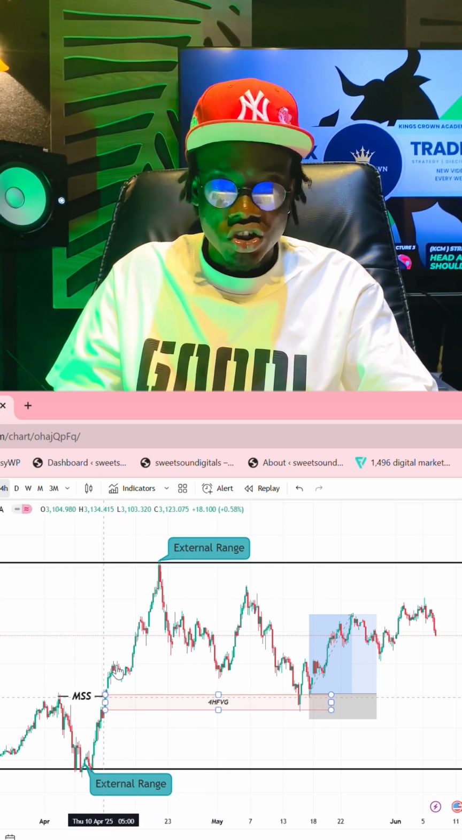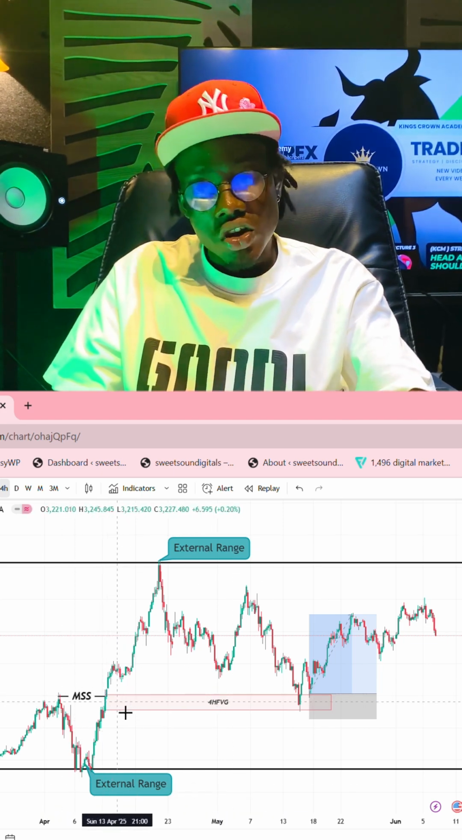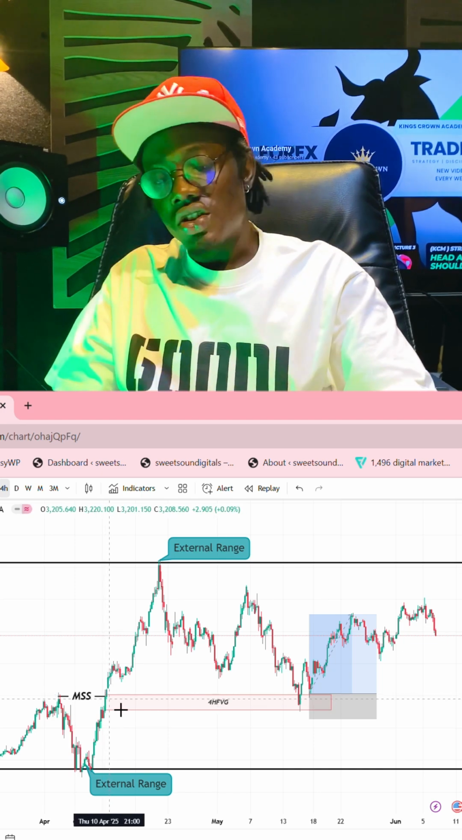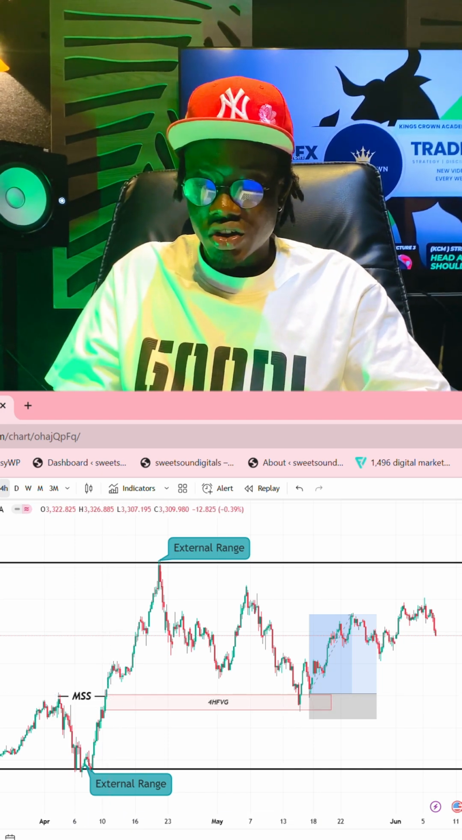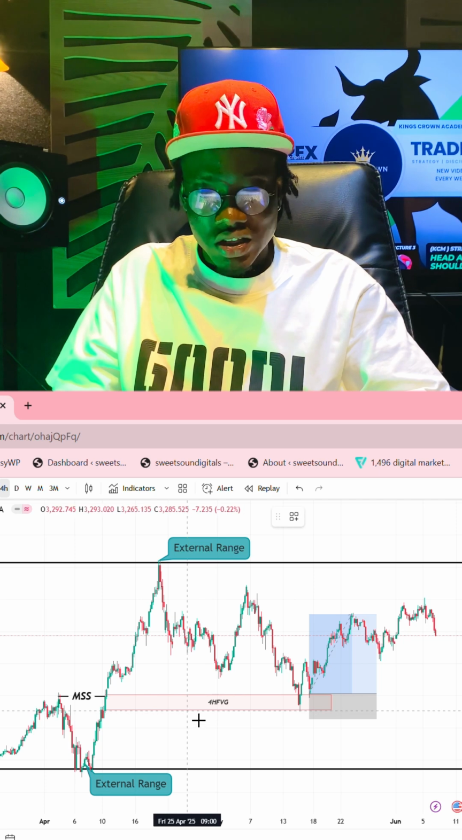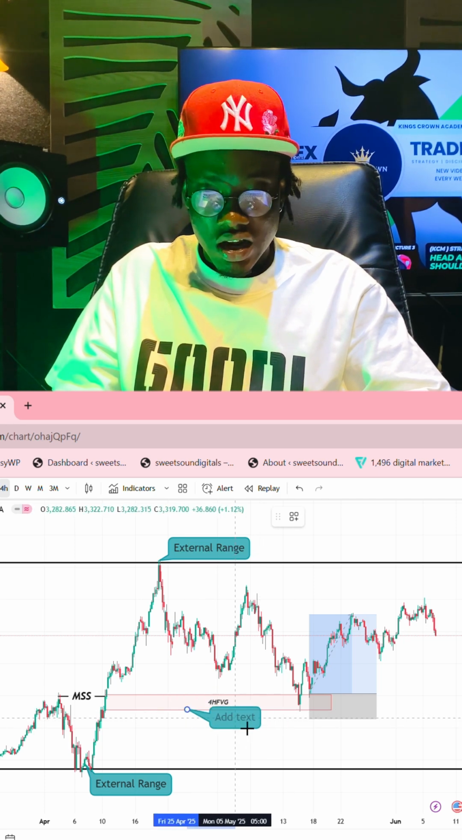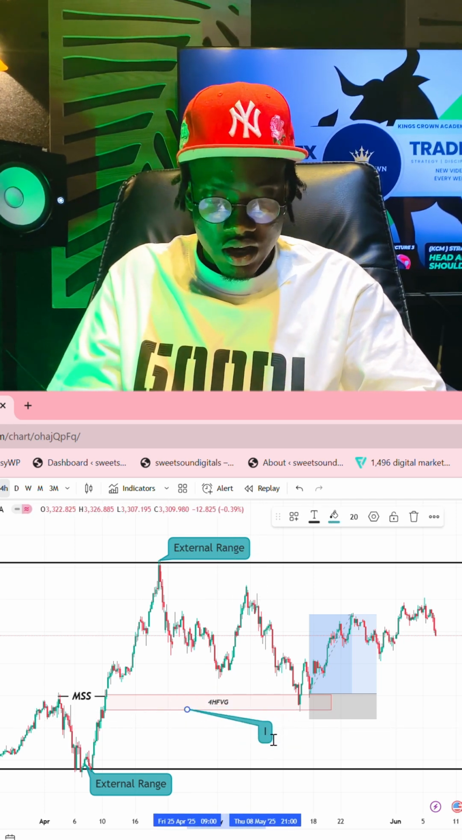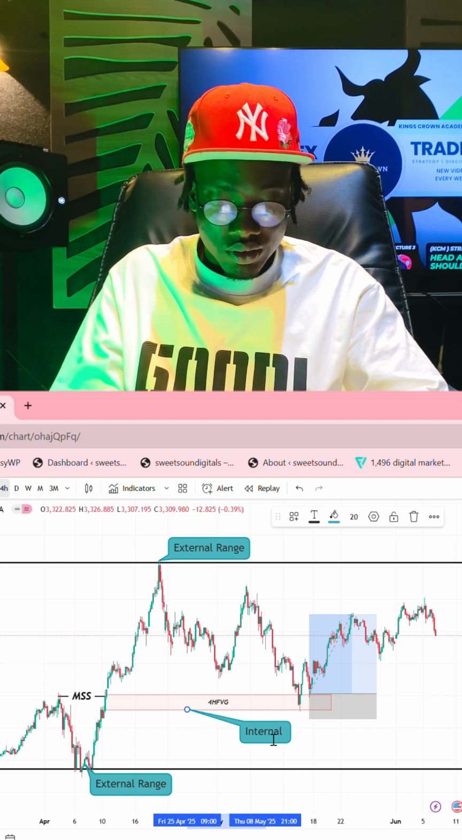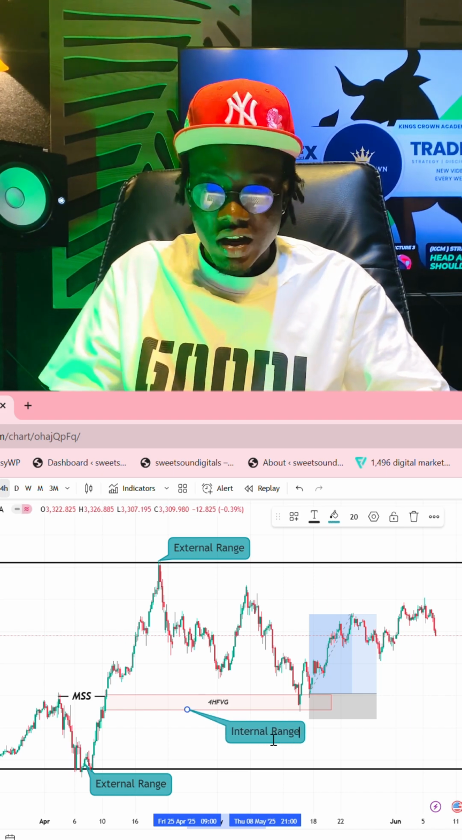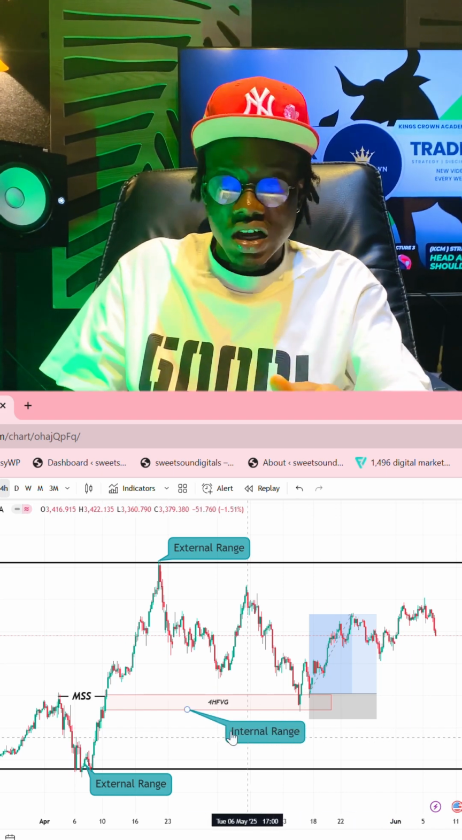So market structure shift, the area where there's market structure shift, you look for the fair value gap there. All right, stretch it out, that becomes your internal range. So we are trading from internal to external. These are our internal range right now, right? This is our internal range. Okay, so you can see the way it is.